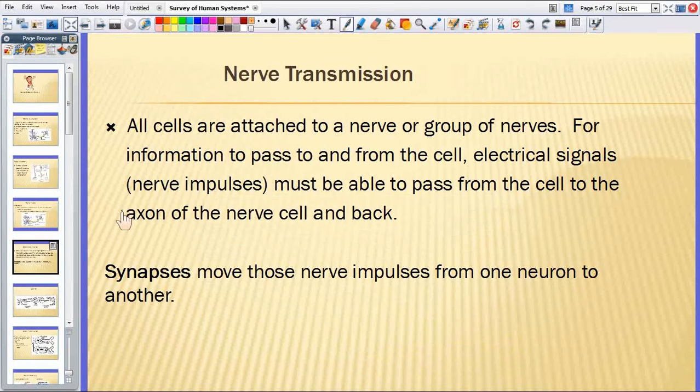To understand how nerves are transmitted, you have to kind of picture this in your head. All cells are attached to a nerve or to a group of nerves.